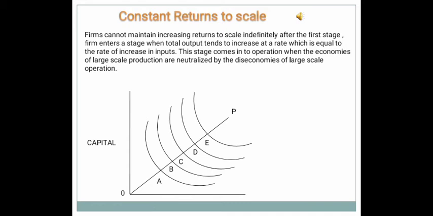Constant returns to scale. A firm cannot maintain increasing returns to scale indefinitely. After the first stage, the firm enters a stage when total output tends to increase at a rate which is equal to the rate of increase in input. This stage comes into operation when economies of large-scale production are neutralized by the diseconomies of large-scale operation.